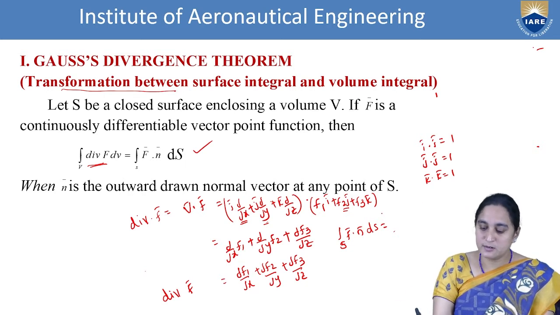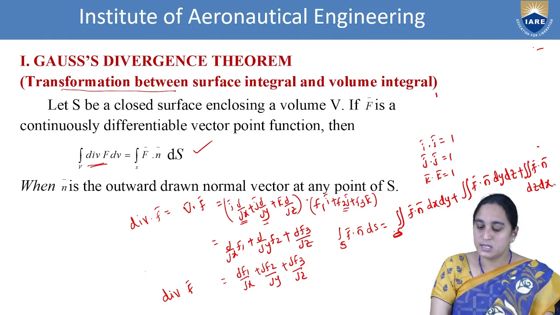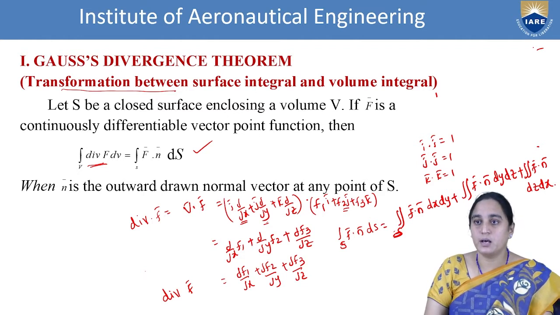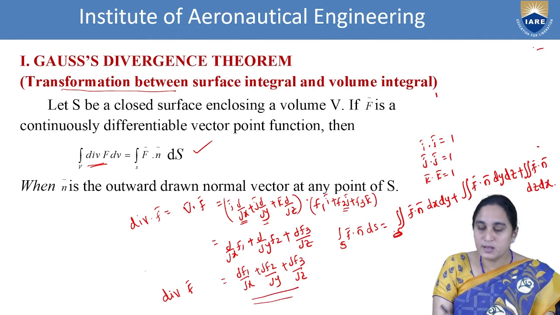Okay, that means the double integral of f bar dot n bar into dx dy, plus the double integral of f bar dot n bar into dy dz, plus the double integral of f bar dot n bar into dz dx. This is the integral over S of f bar dot n bar, that is the double integral of f bar dot n bar dx dy, and the double integral of f bar dot n bar dy dz, plus the double integral of f bar dot n bar into dz dx. This is what we explained now.